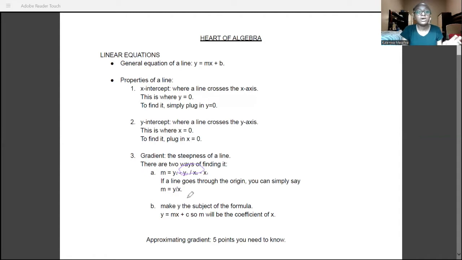Okay, so whenever you have a line that goes through the origin, you don't need 2 points to calculate, you just need 1. And you say y over x by assuming that the other point is the origin. Okay, so make sure you remember this, it's a very important concept.